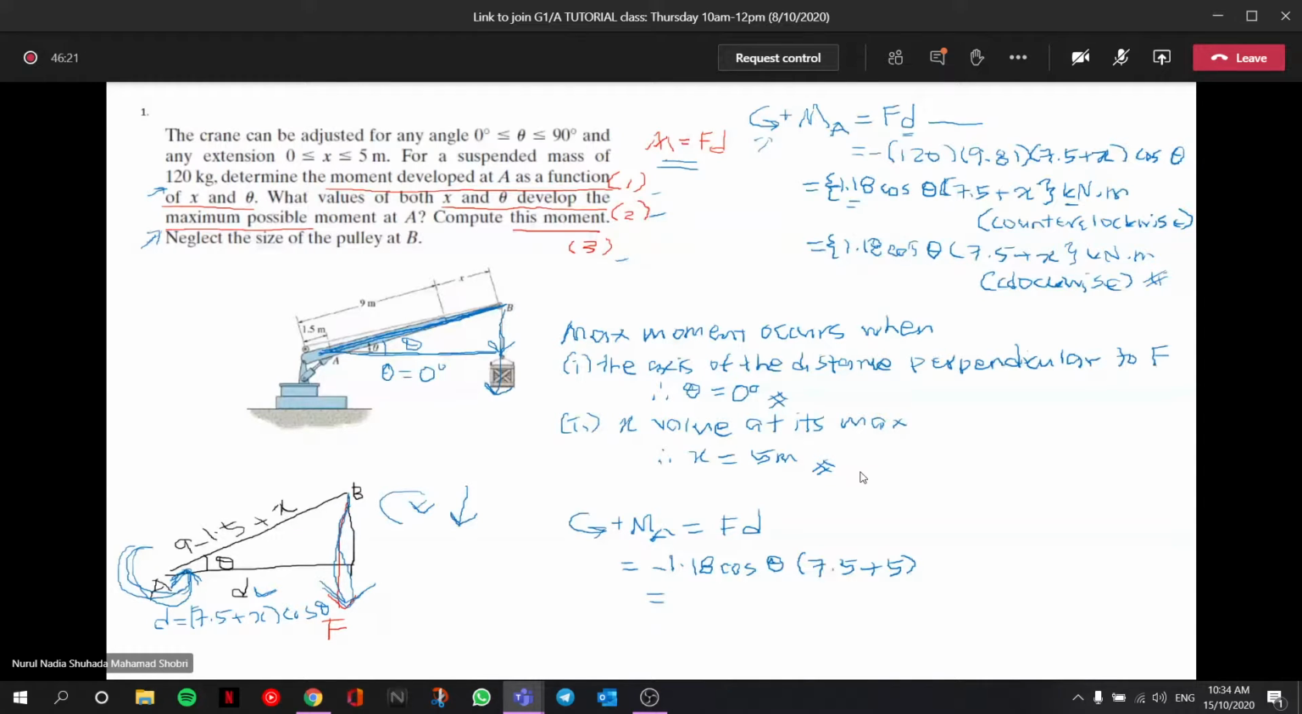I define the unit to be kilonewton. So I convert from Newton to kilonewton. That is how I get 1.18.